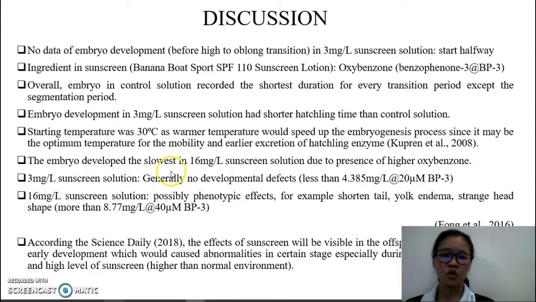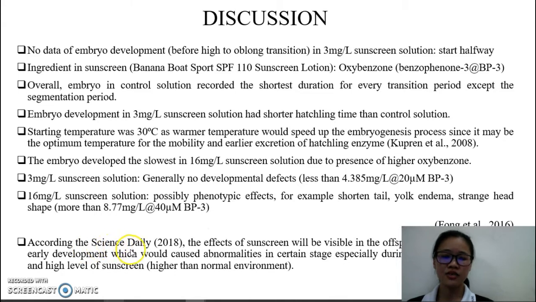Embryos developed the slowest in the 60 mg per liter sunscreen solution as expected, due to the presence of high oxybenzone concentrations. In the 3 mg per liter sunscreen solution, which is less than 4.35 mg per liter according to Bond et al. 2016, there are generally no developmental defects in the embryo. However, for the 60 mg per liter sunscreen solution, there is the possibility of phenotypic effects, for example, shortened tail, edema, strained head shape, and so on.